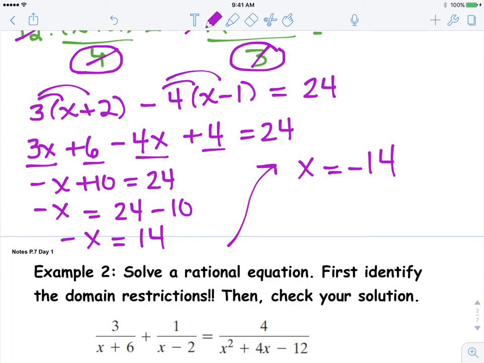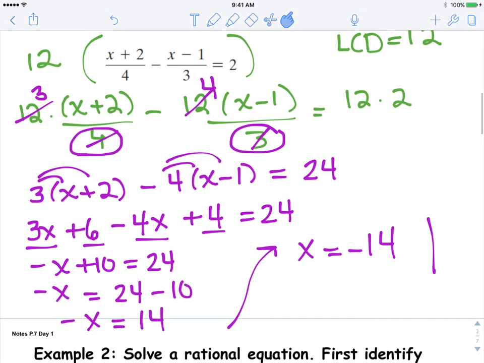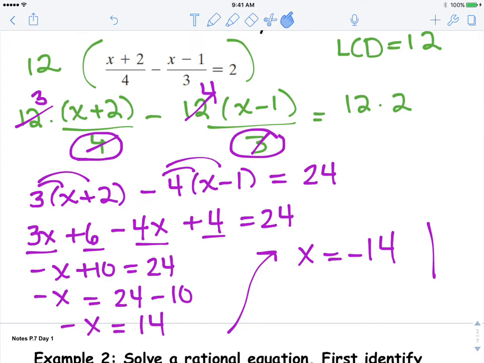You do want to verify that that solution does hold true, so you would substitute negative 14 into the original problem and see that it works. And just to save some time, this one does work.